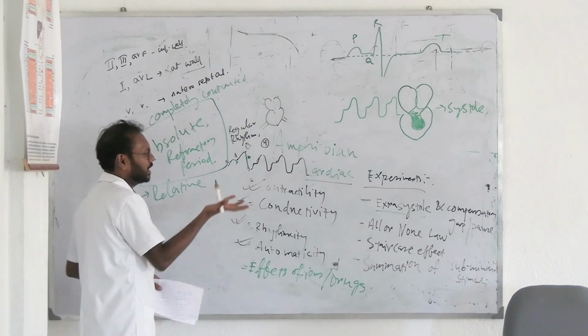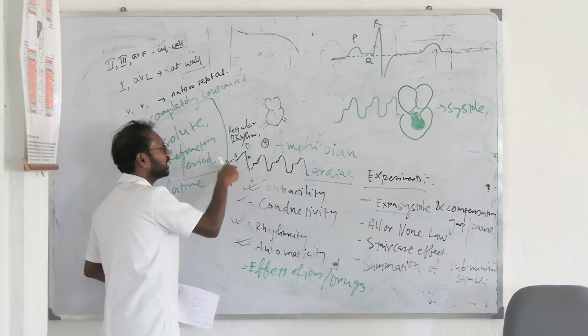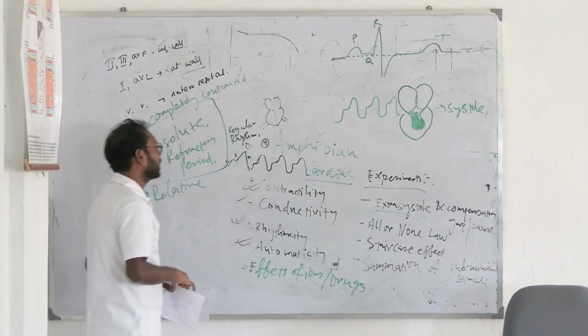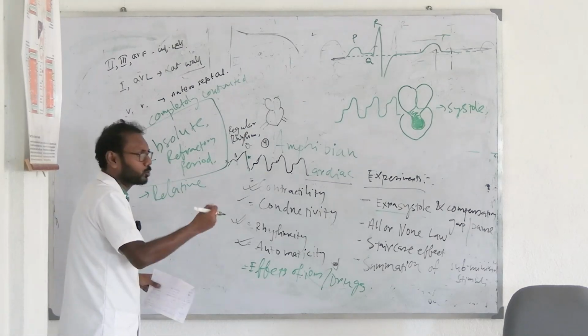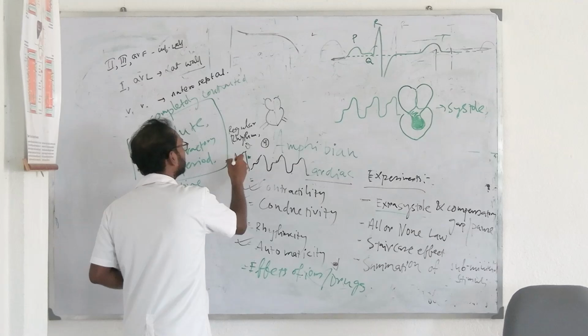Nothing new will happen. If I even put any kind of stimulus in this absolute refractory period, that's why it's called absolute refractory period. The refraction is absolute. There can be no outside stimulus which can affect this graph.